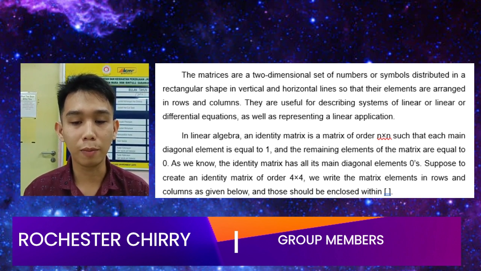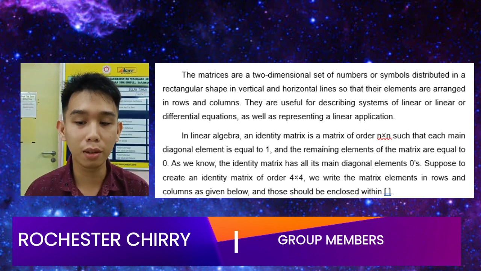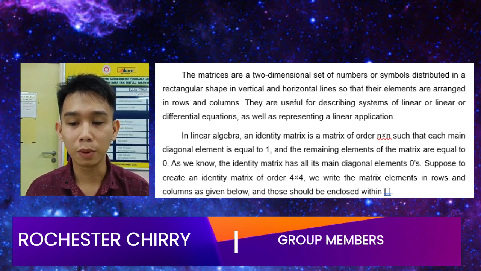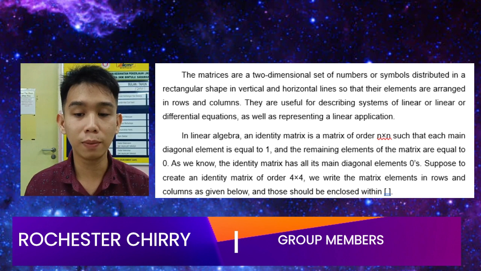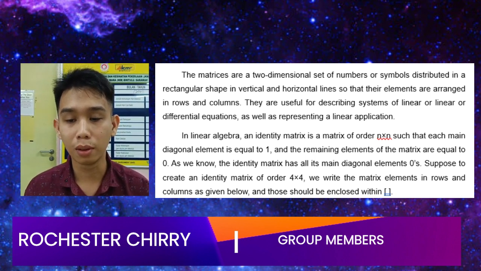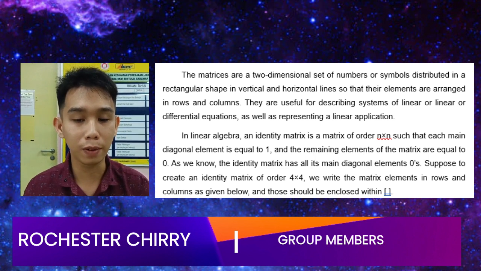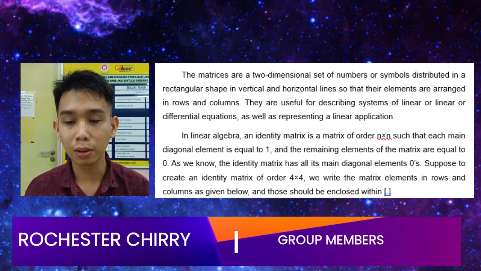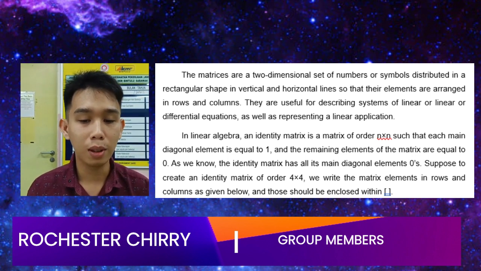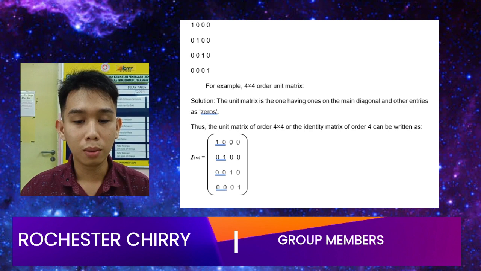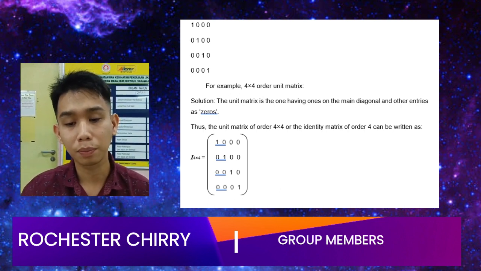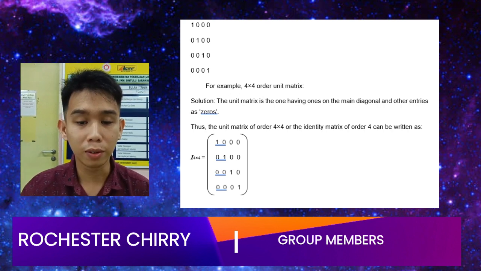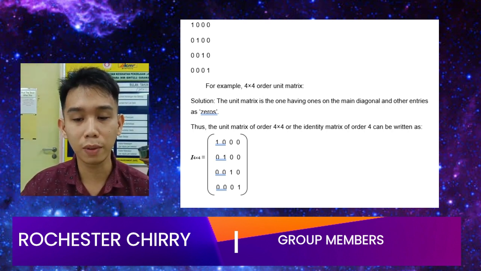As we know, the identity matrix has main diagonal elements of 1. To create an identity matrix of order 4 by 4, the matrix has 4 rows and 4 columns. First row 1 0 0 0, second row 0 1 0 0, third row 0 0 1 0, and fourth row 0 0 0 1.